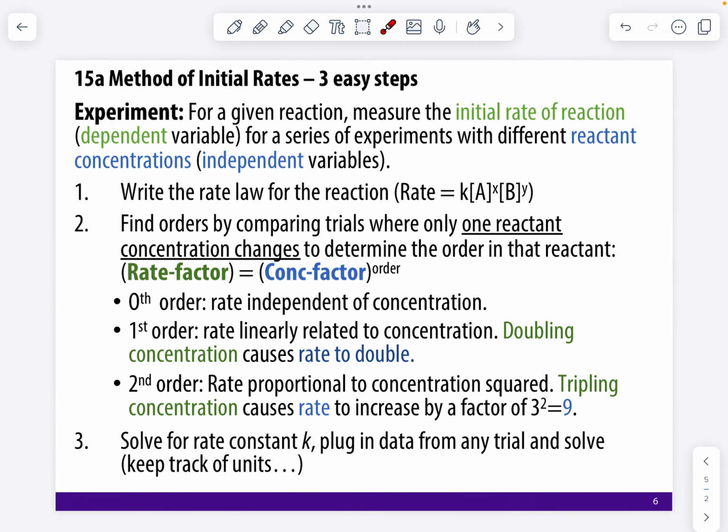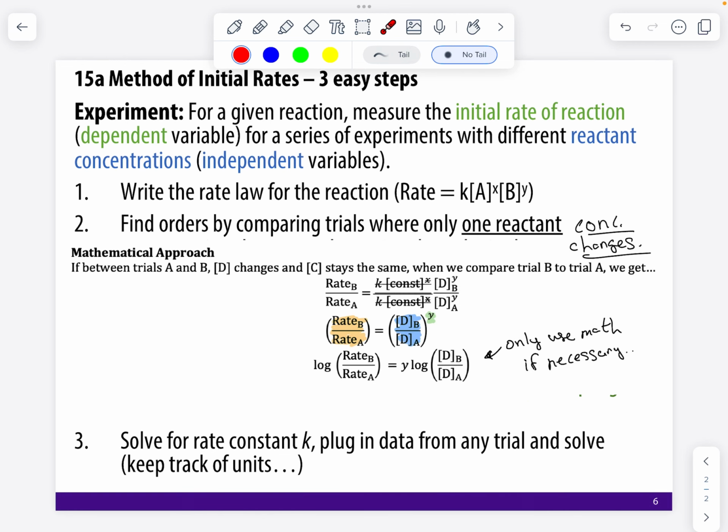Okay, then the approach that we're going to generally use is this one here, where what we're going to do, again, is make those comparisons, and we can usually see without doing math what's going to happen. Is the rate independent of concentration? Is it a linear relationship? Doubling concentration causes the rate to double. Or is it a squared relationship? Tripling the concentration would cause the rate to increase by a factor of 9. Let's apply that to our problem here, going step by step.